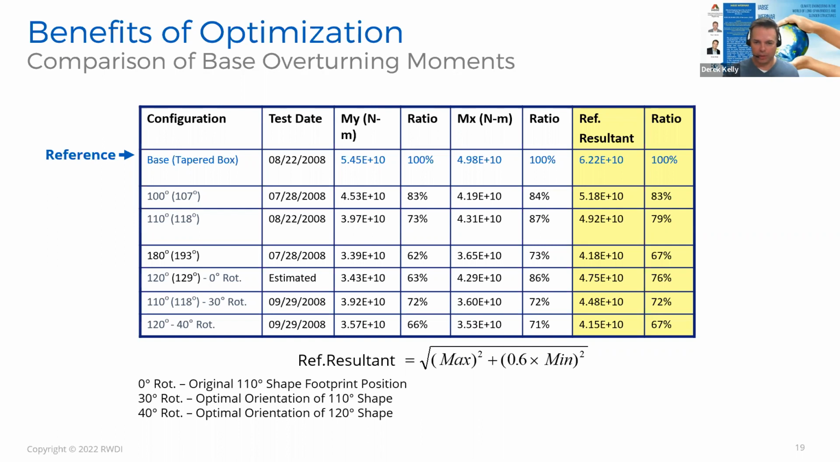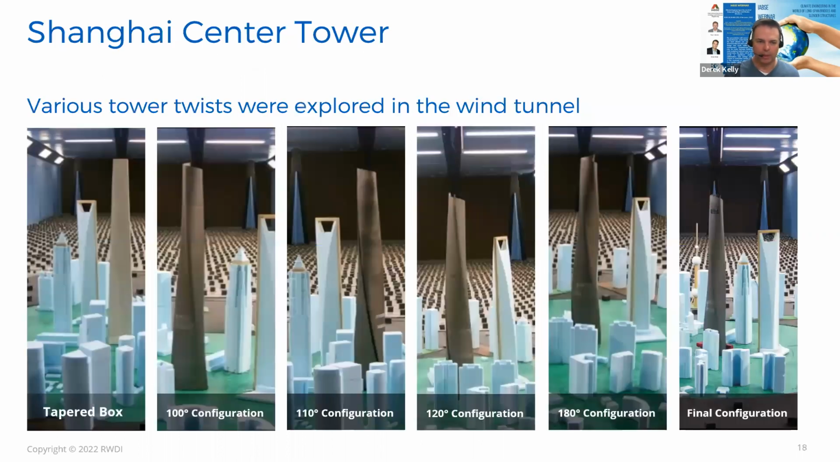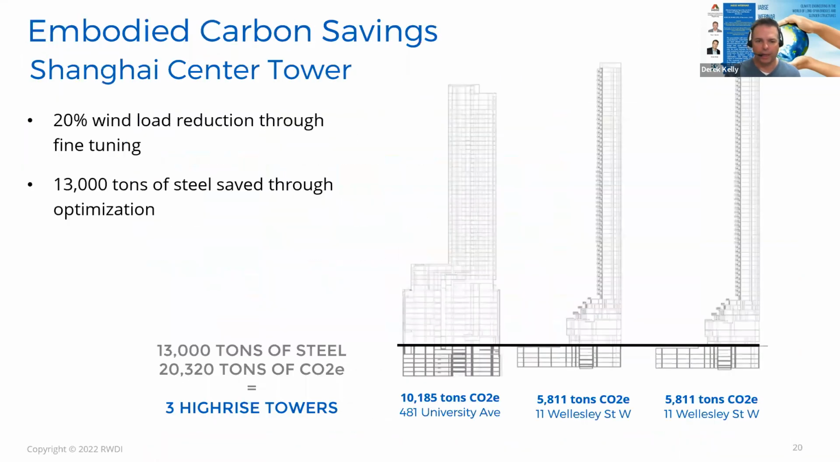So this is just looking at a different twist. They call it a zipper. The architect called it a zipper. That's the line that wraps around the building as it goes up in elevation. I think we ended off at about 120 degrees, twisting 120 degrees up the body of the building and slightly rotating it to be optimized with the prevailing winds in Shanghai.